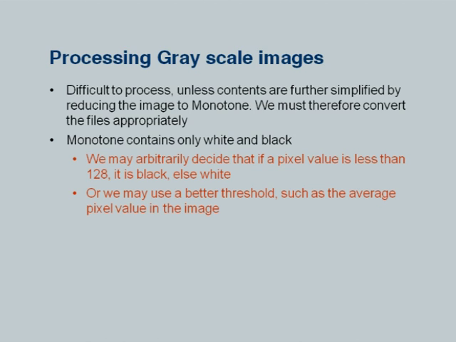Now, how do you convert it into a bitonal image? Very simple. Your values range from 0 to 255. You can arbitrarily decide that any pixel value which is less than 128 is black, otherwise it is white. Or you may use a better threshold, such that the average pixel value in the image is used as the threshold. This exercise is very simple to do.